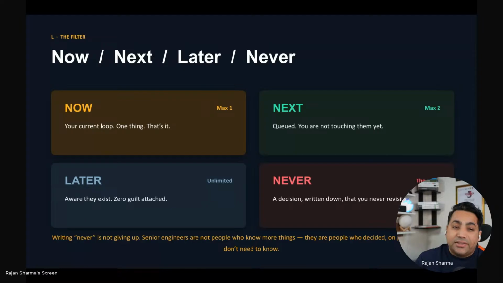The third is Later. Later means you will do it later, so add as many technologies as you want to learn. And the fourth list is Never. Most people don't have this, but I think it is very important. You should have a list where you start writing down the technologies you don't need to learn. So start learning how to say no to what is not important to you.